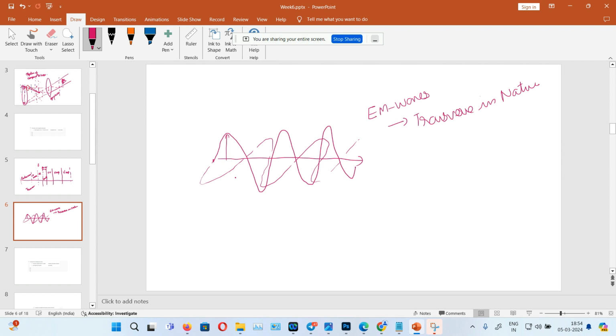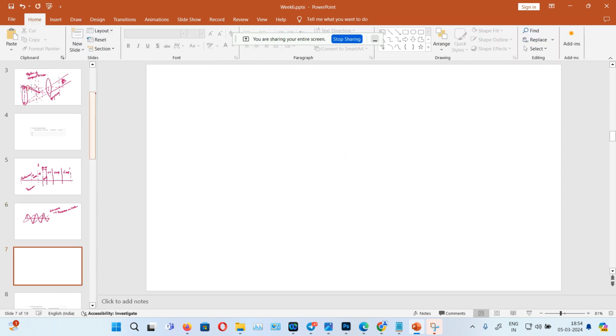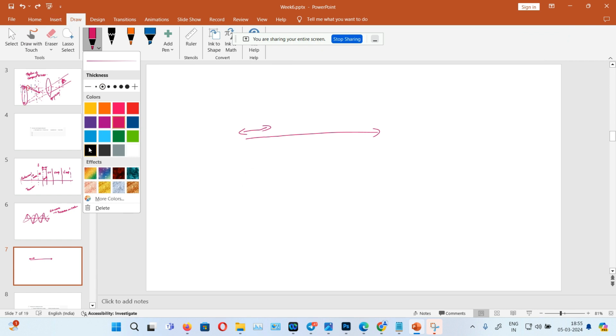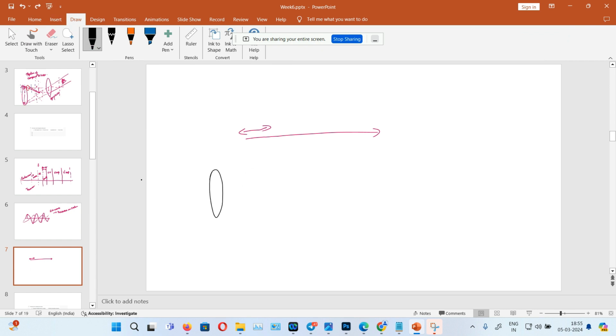Okay, so these are electromagnetic waves. And what are longitudinal waves? Longitudinal waves are waves in which, if the wave is propagating in this direction, the particles oscillate in the same direction. An example of a longitudinal wave is a sound wave, which is a pressure wave. For example, you are hearing a voice from a loudspeaker.